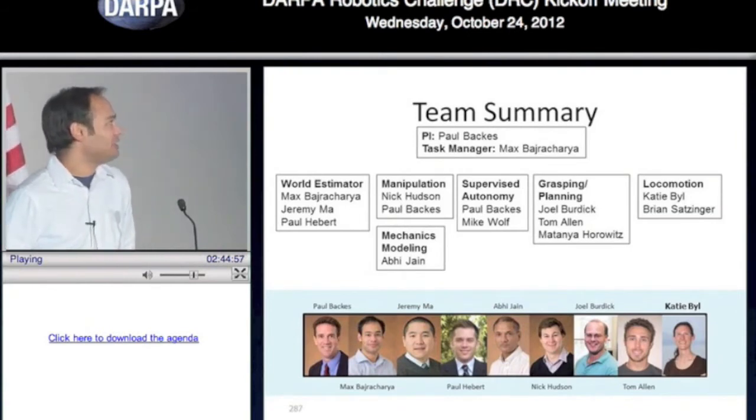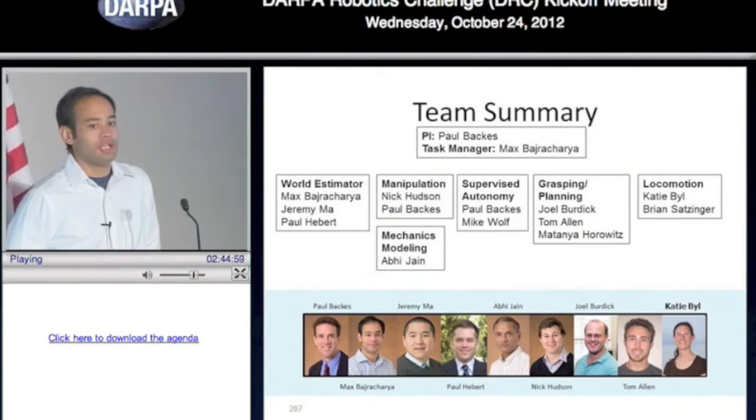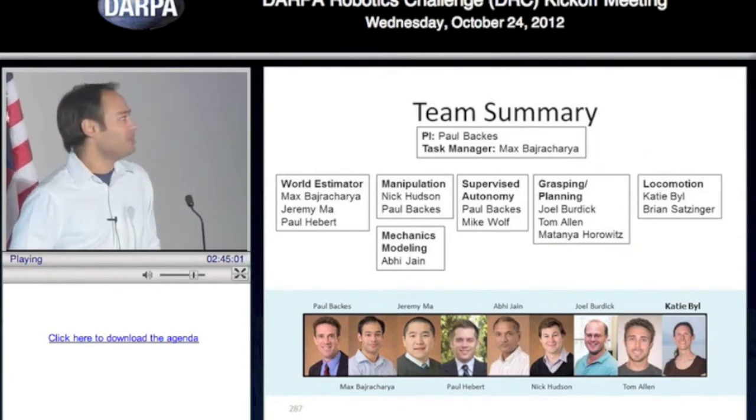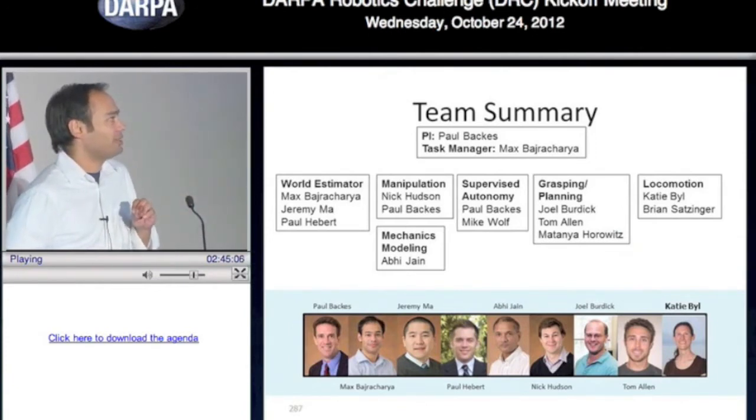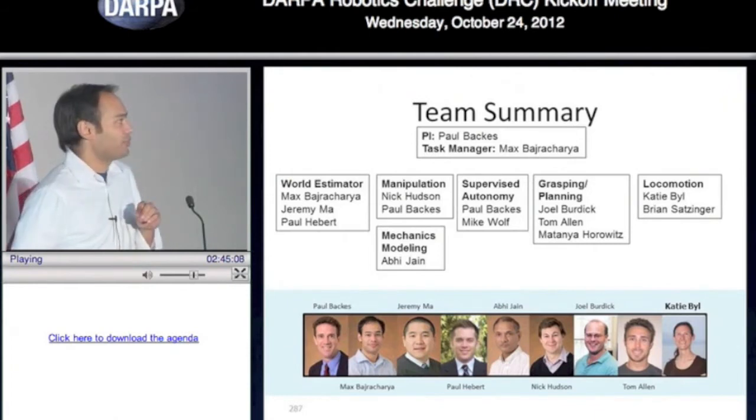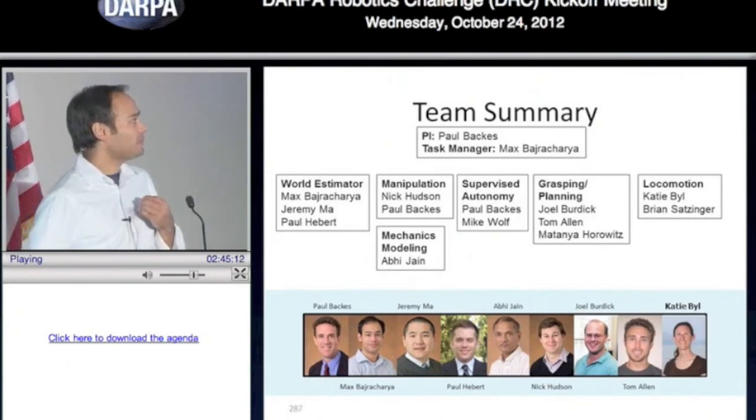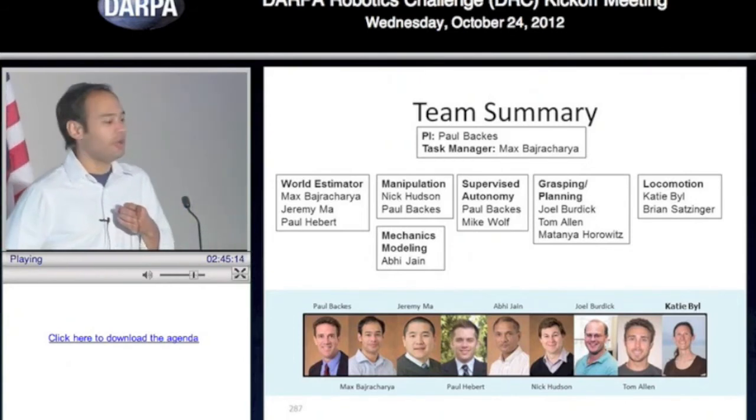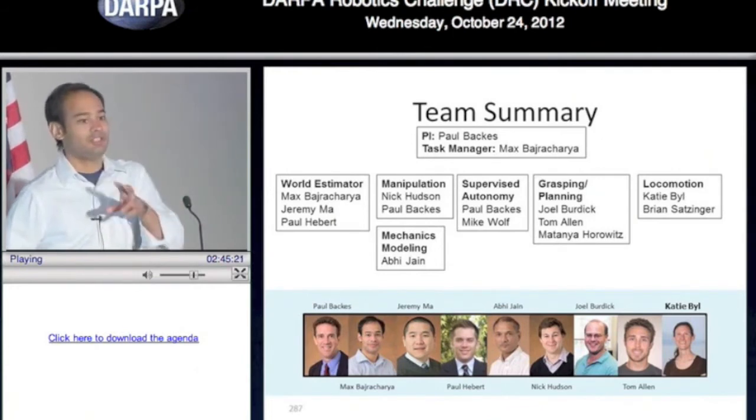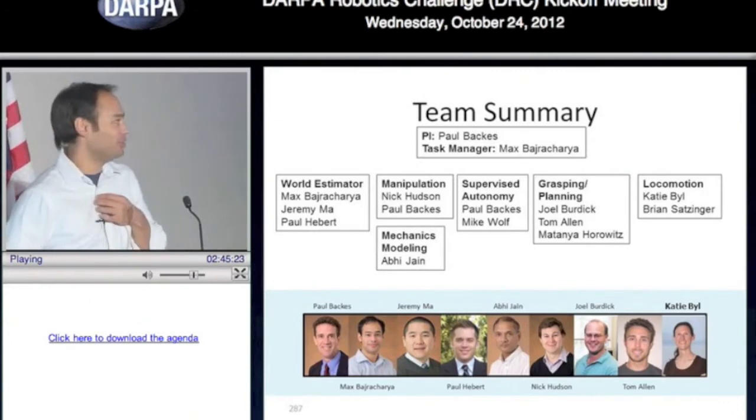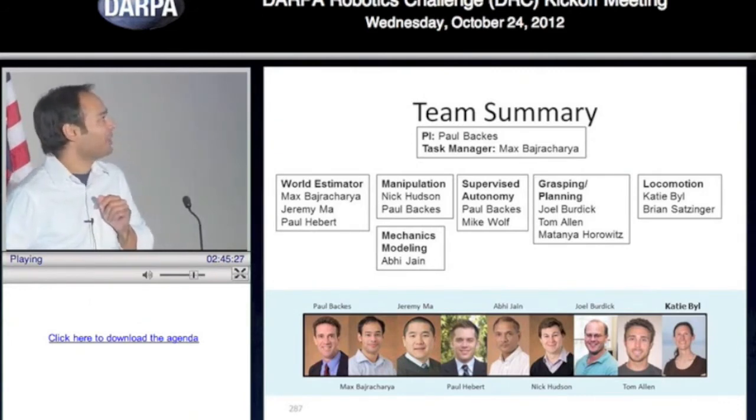JPL is leading the team, and we're focused on doing the perception and the world estimation, the manipulation, the mechanics and modeling, and the overall supervised autonomy. Caltech is responsible for the grasping and the whole body manipulation planning. And the locomotion area is being led by UCSB, and Katie Bill is actually here. Our perception lead, Jeremy, is here, and Nick Hudson, who's our manipulation lead, is also here. You've probably already met them. So next slide.